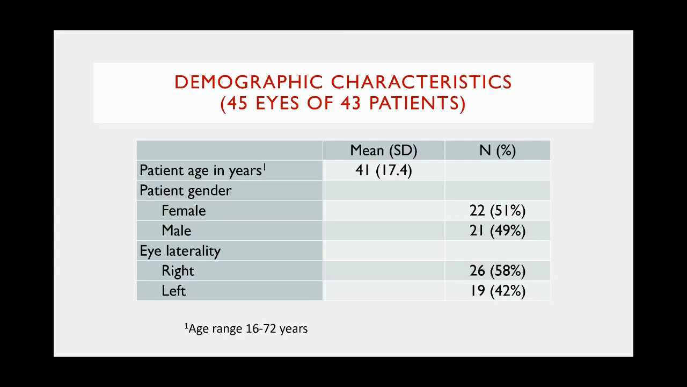After looking at the demographic characteristics, we found that there were 45 eyes of 43 patients with confirmed cultures. 2 patients had bilateral infection, one of which was a sequential case, meaning one eye was first affected and then the patient later developed an infection in the other eye. The other was a case of simultaneous infection in both eyes. The mean patient age was 41 years, with a range of 16 to 72 years of age. There was an approximately equal distribution of male and female patients, and a slightly greater proportion of right eyes to left eyes.